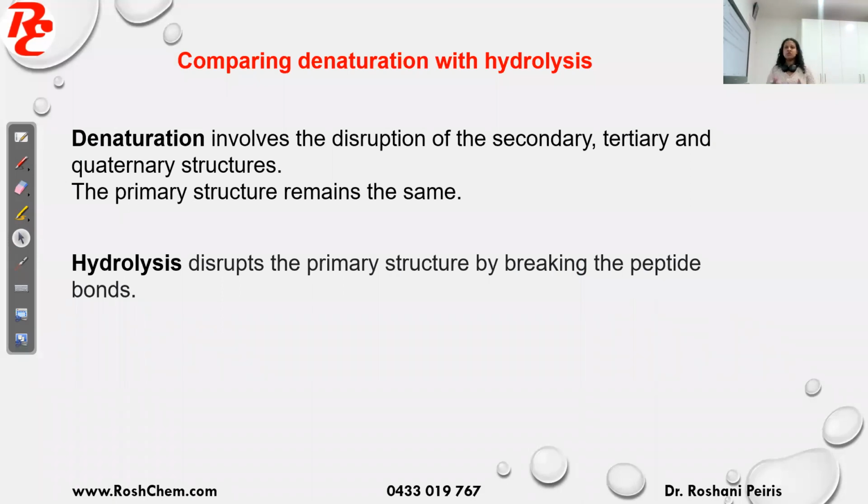However, the hydrolysis will break the primary structure, because during hydrolysis, it's breaking the peptide bonds between amino acids. The hydrolysis of proteins or enzymes will break the primary structure. So therefore, the peptide bonds are breaking, and the polypeptide chain will break into amino acids during hydrolysis. But during the denaturation, the primary structure is not changing.